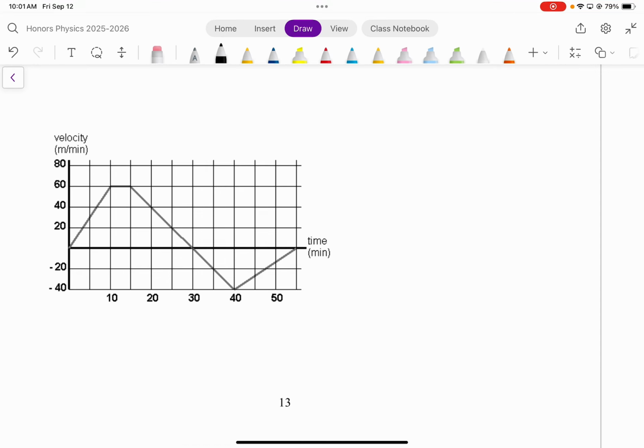So let's talk about this graph down here. First of all, what kind of graph is this? Velocity versus time, okay? So let's talk about from 0 to 10 minutes. And of course, most of our velocities are going to be in meters per second, but this one is not in meters per second, because why could we get an example that has standard units when we can use weird ones? Okay, so let's talk about from 0 to 10 minutes.